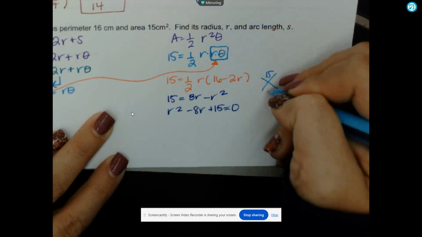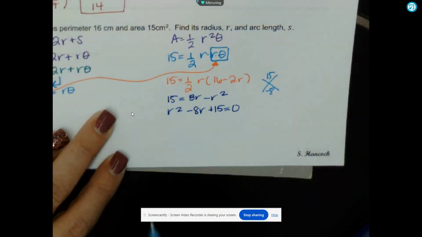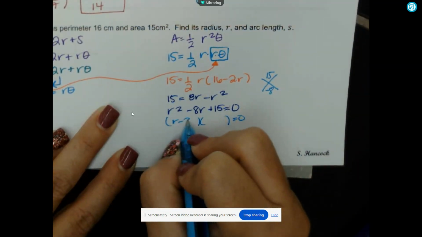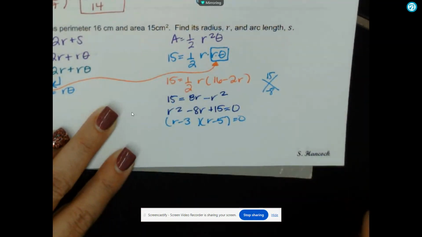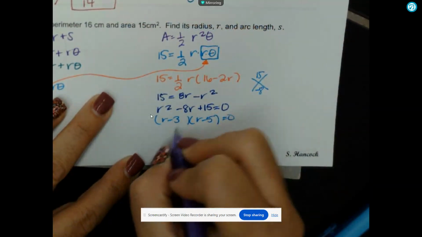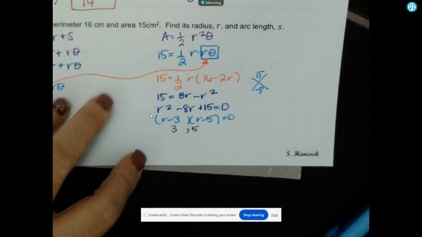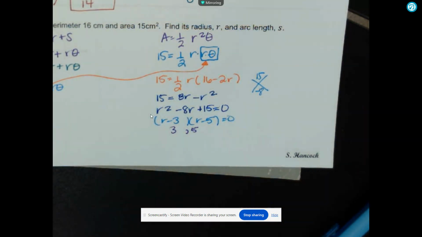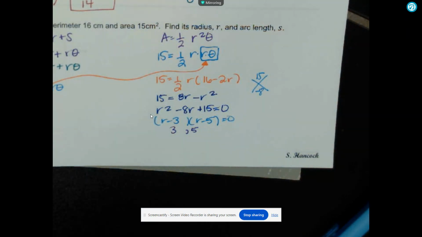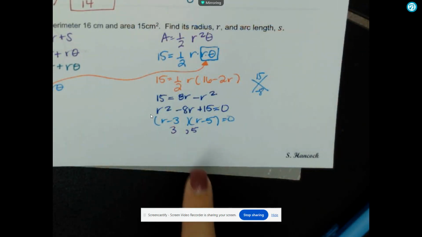That's going to be a 15 and a negative 8. And my two sides would be negative 3 and negative 5. So then what are my two R values? All right, so 3 and 5 are my R values. Okay, well, it said find the radius. Well, I've got 2. So if I have 2 radii, then I also am going to end up with 2 arc lengths, because arc length is going to be different per radius.